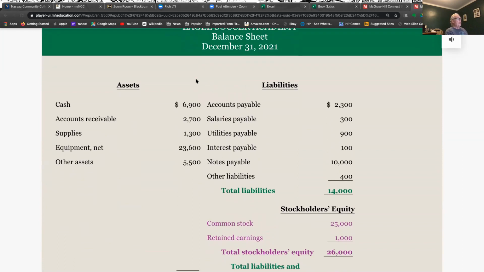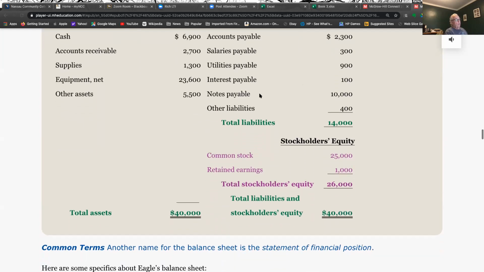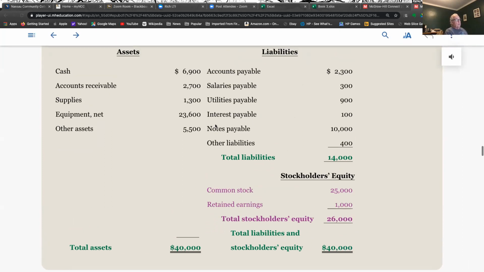So what goes on the balance sheet? The balance sheet is a list of the resources of the business. Those are the assets. And where did they come from? Did we have to borrow to get them? Those are called liabilities. Or did the stockholders somehow contribute them? That's the stockholders' equity. Now, it doesn't matter which side you do first, because all the same information winds up there.